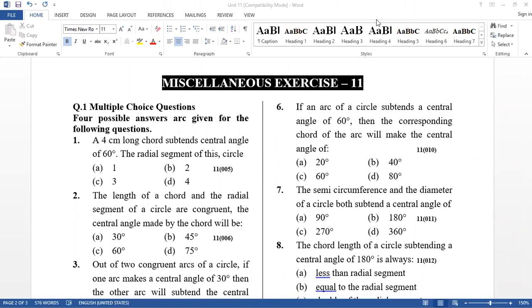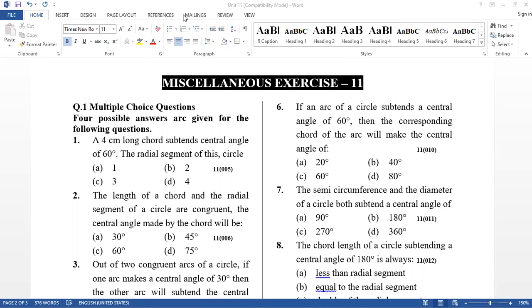Now we have to directly work with the miscellaneous exercise which contains a few MCQs, and we will see how to solve it. For example, the first MCQ states that 4 possible answers are given for the following questions. It states that a 4 centimeter long chord subtends the central angle of 60. The radial segment of this circle is. Now you have to notice how to get this.